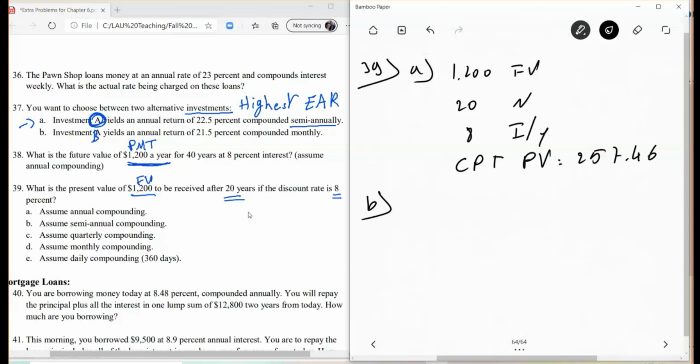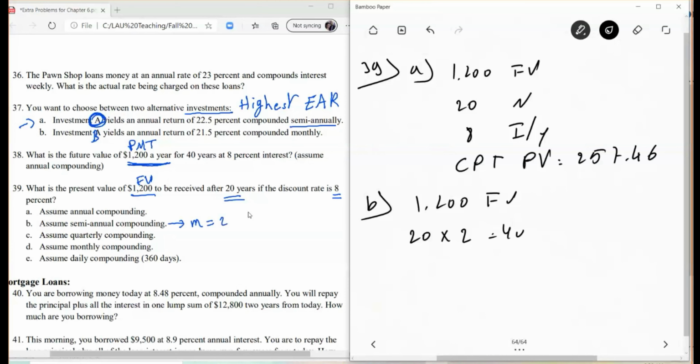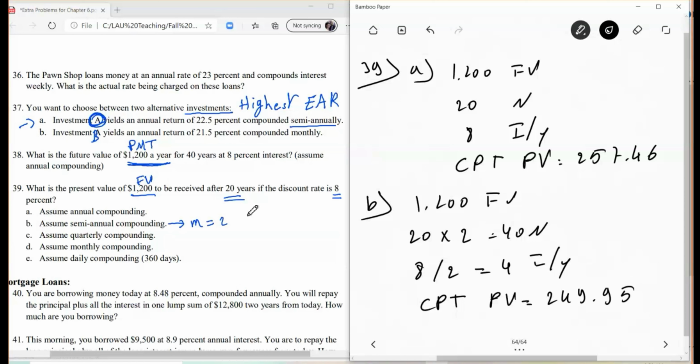In part B, I have semi-annual compounding. So I will have 1,200 FV, it's still the same. Now N is 20 times 2, because with semi-annual compounding, M is equal to 2. This is 40 N. 8 divided by 2 is 4. This is I/Y. I compute PV, and the answer is 249.95. I do the same thing with part C.